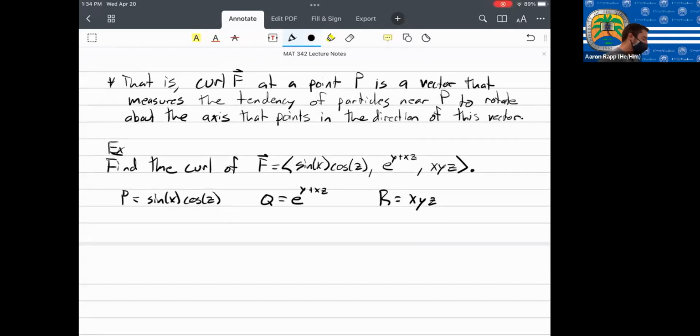So since it's the x dimension for p, I need to find the partial with respect to y and partial with respect to z. Well, what's the partial with respect to y going to be for sine of x times cosine of z? Zero. x and z are considered what when I take the partial with respect to y? Constant. The derivative of any constant is 0. What about the partial with respect to z? What is it going to be?